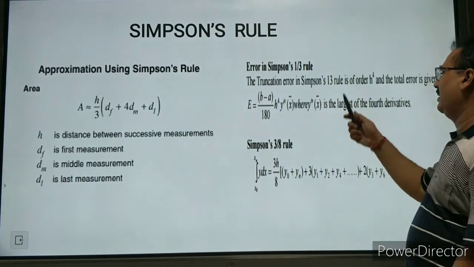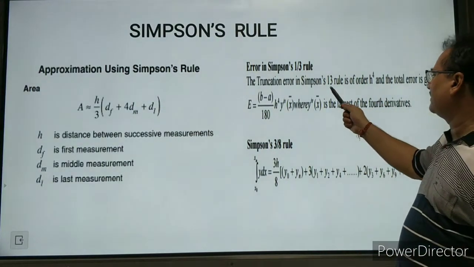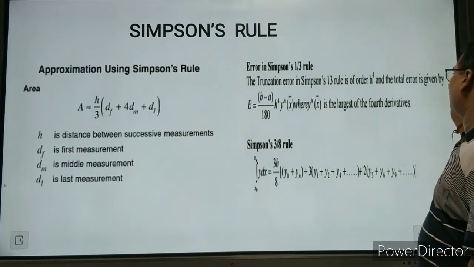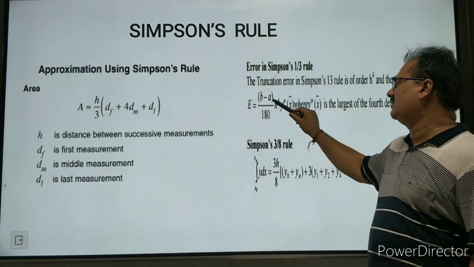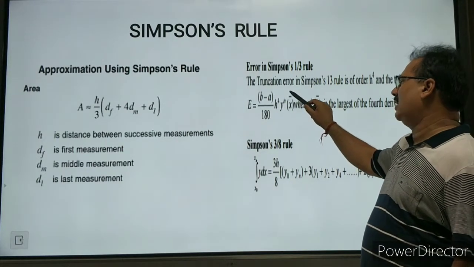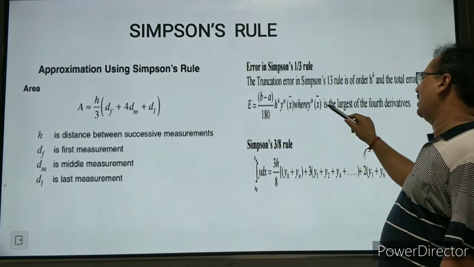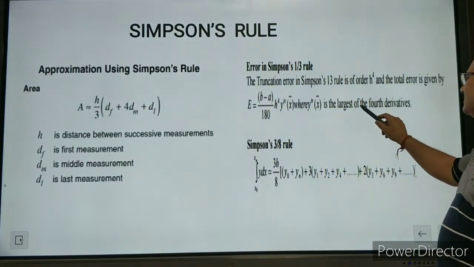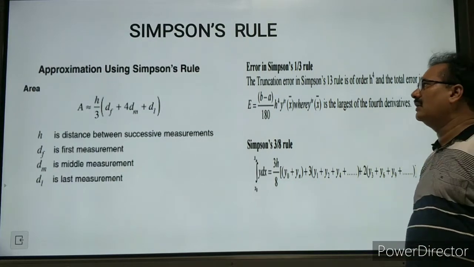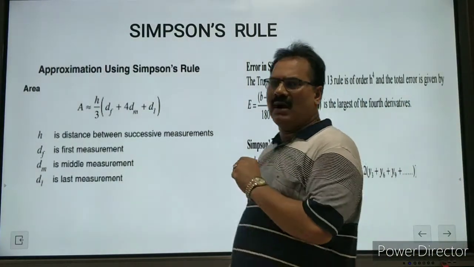So what is the error here? The truncation error in Simpson's 1/3 rule is of the order h to the power 4, and the total error is given by (b minus a) by 180 times h to the power 4 times y fourth-order derivative of x bar, where this is the largest of the 4th derivative. Okay, so this is about Simpson's 1/3.